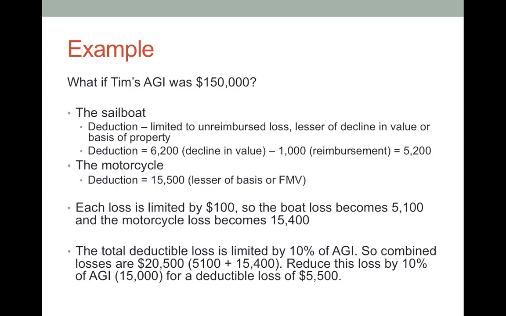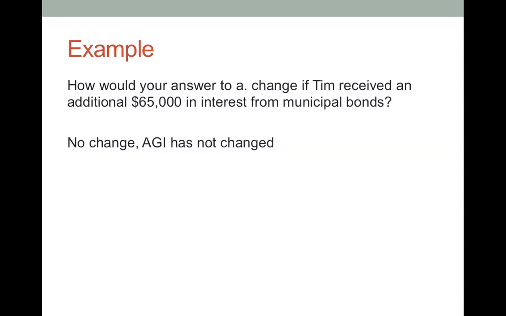So we're going to calculate the amount of the casualty loss in the same way. We get down here, and the amount of the loss is still $20,500. We have to reduce this loss by 10% of our AGI. Now 10% of our AGI is $15,000 because our AGI is larger, and so Tim's deductible loss becomes $5,500. Okay. So that's casualty and theft losses.